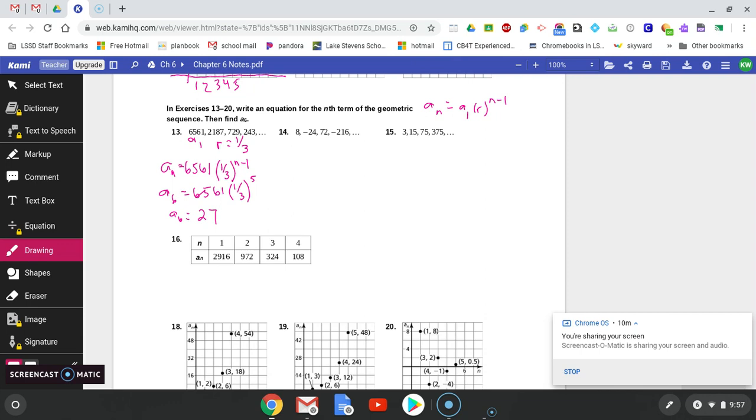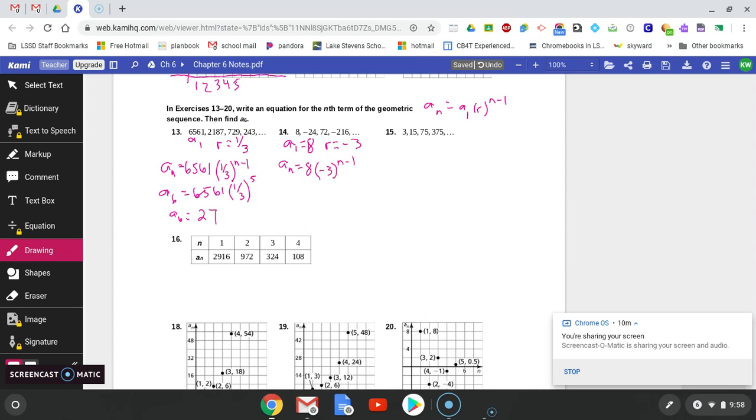Okay, so number 14. So identify my first term. My first term is 8. And then I identify my multiplication pattern. My multiplication on this one, I'm actually multiplying by -3 each time. So then I can write my formula. So a sub n is equal to my first term, a sub 1, which is 8. My first term times my pattern to the n minus 1 power.